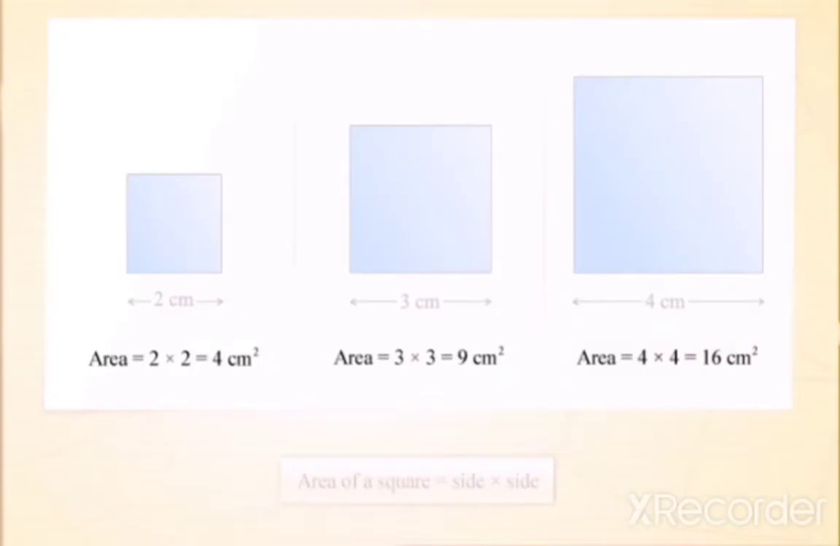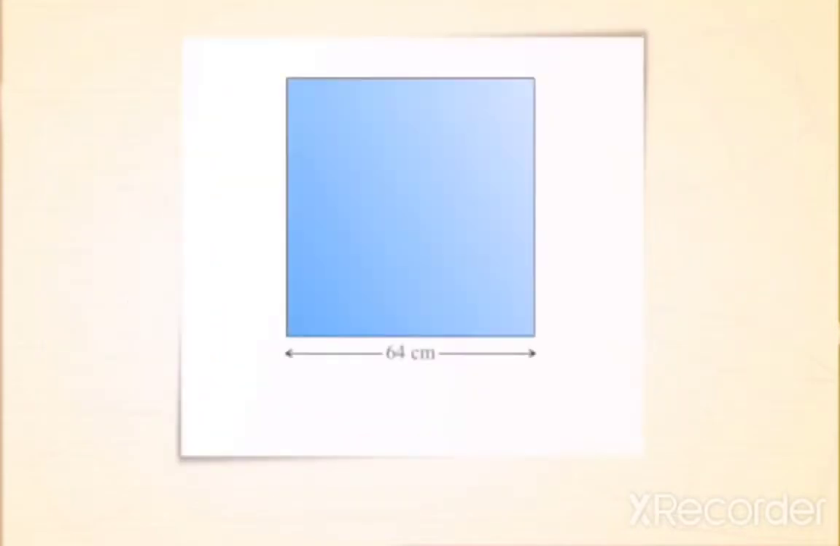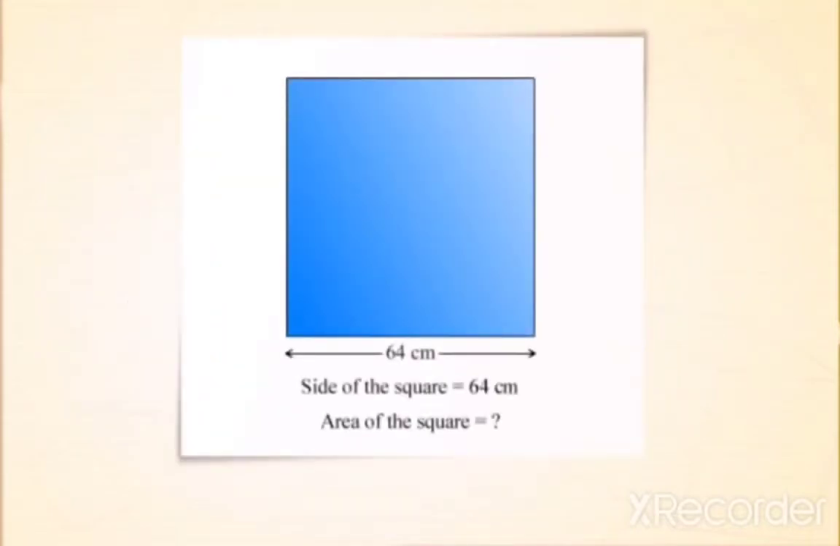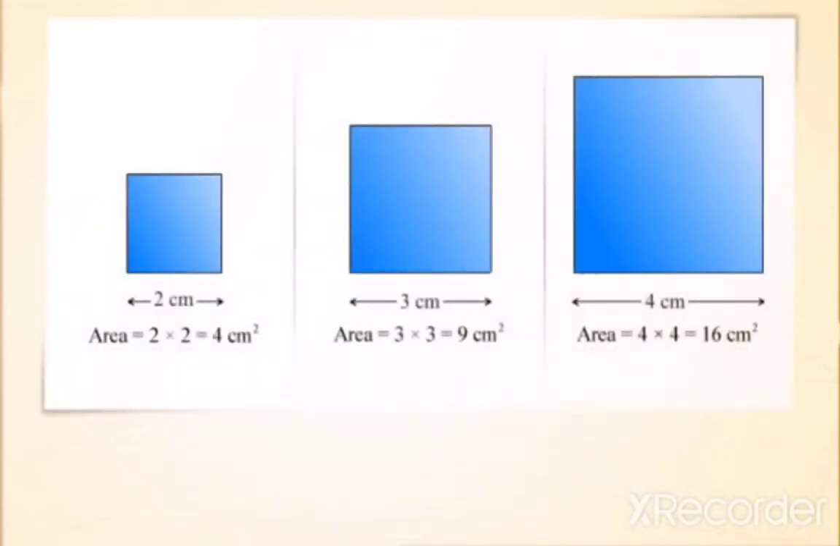Look at the numbers obtained after calculating the area of each square. These numbers are 4, 9, and 16. What do you think is a special feature of these numbers and other such numbers? How do you calculate the area of a square with each side as large as 64 centimeters? Think of the numbers that you obtained as squares.